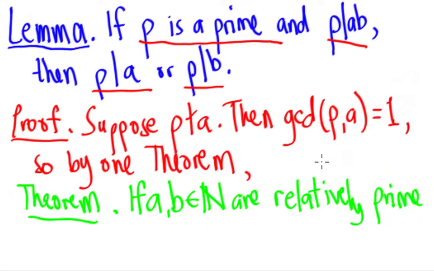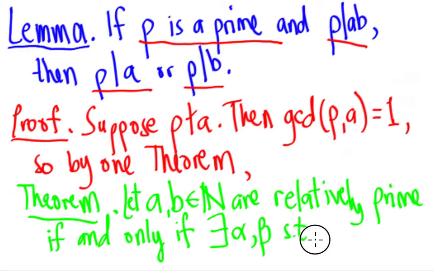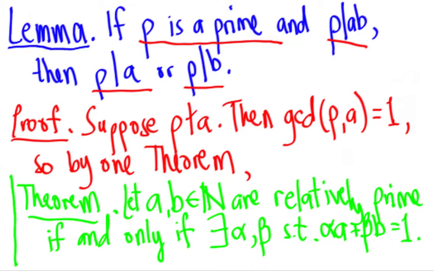Let A and B be positive integers. They are relatively prime if and only if there exist integers alpha and beta such that it's a linear combination of A and B: alpha A plus beta B is equal to 1. So that's the theorem we are going to use.